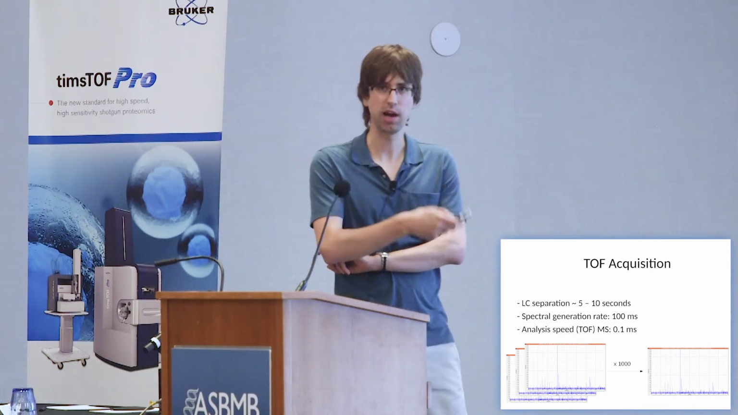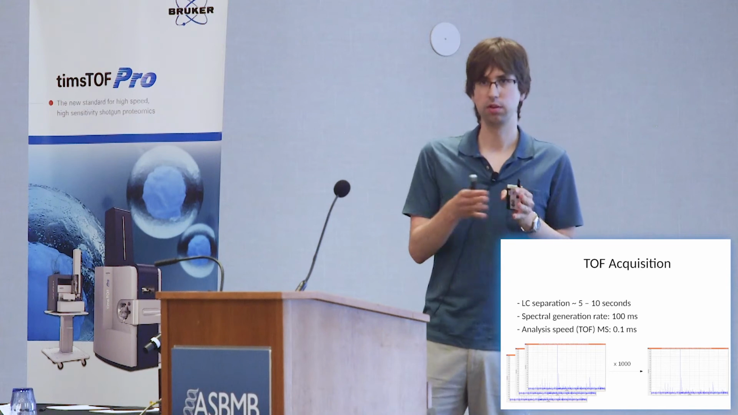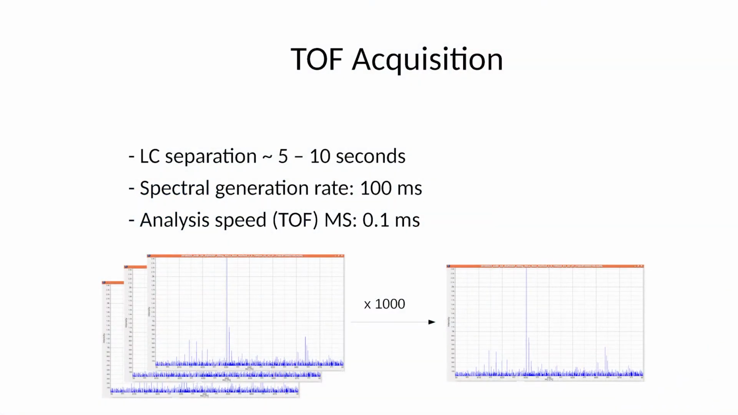So we looked at the time scale of our different separation technologies. And one of the things that's very obvious is that the LC separation happens on a time scale of maybe 5 to 10 or maybe 20 seconds. And this means that we need to generate spectra at a faster rate than that in order to capture a peak at multiple positions during the elution profile.